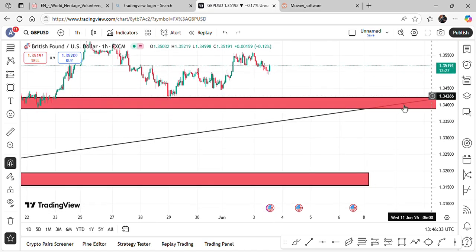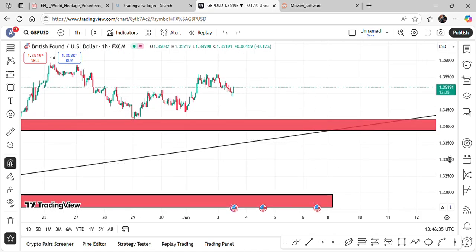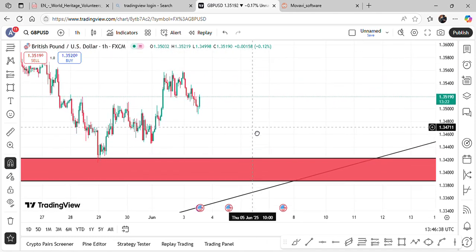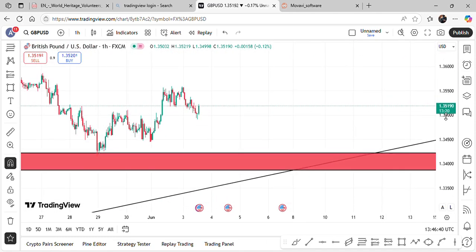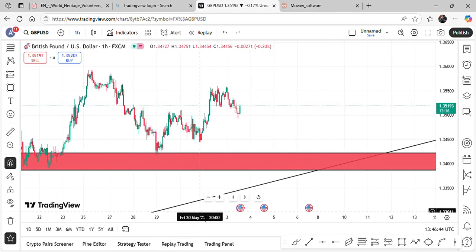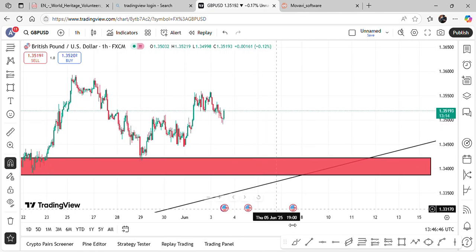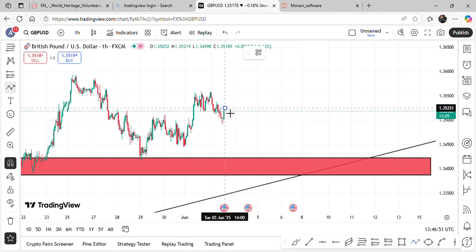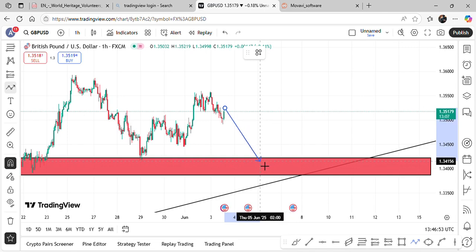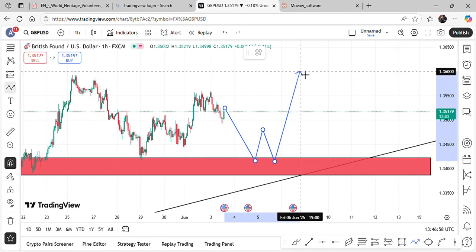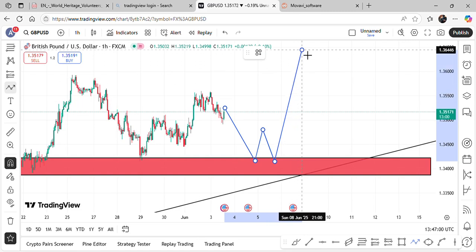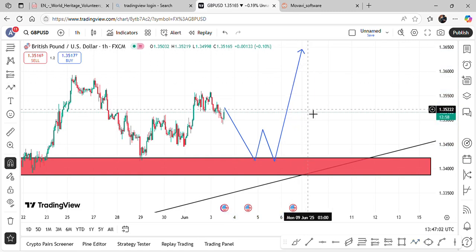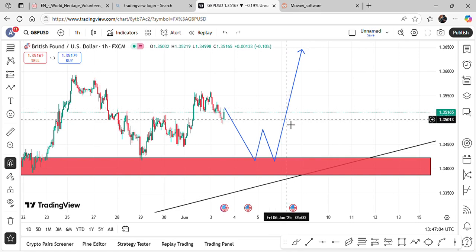You can see that price is still trading above that zone. So I am waiting for price to come back into this key zone. That will be tomorrow. I need price to come back into this key zone and form a pattern for me. It could be a double bottom pattern in order for me to buy, or it could be a head and shoulders pattern, depending on what price decides to do.